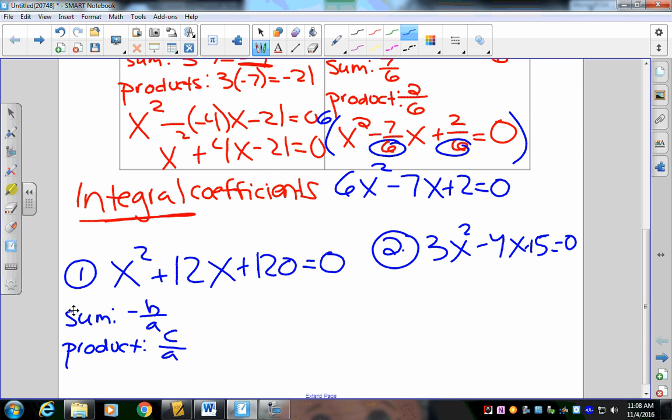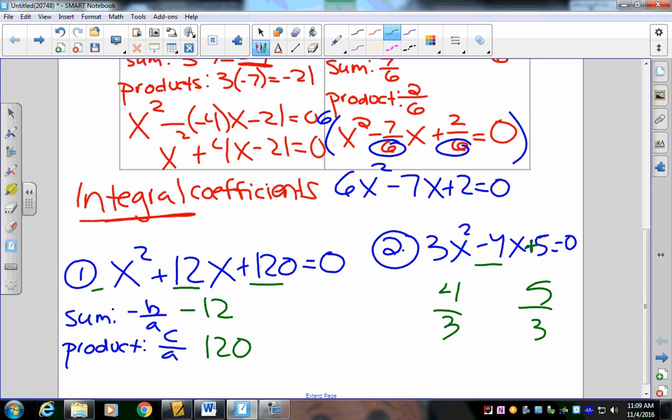Yes, we could actually solve them and find what the sum and product are, but keep in mind we don't have to go through that whole process. For this one, since a is 1, it's pretty straightforward. The sum is going to be negative 12 because it's the opposite of b over a, so it ends up being negative 12 over 1, or negative 12. And the product is just 120 over 1, so 120. I'm just pulling out my a, b, and c values. Over here, my sum is going to end up being negative negative 4, or positive 4, over 3. And then my product will end up being, sorry, that's a plus 5, 5 over 3.